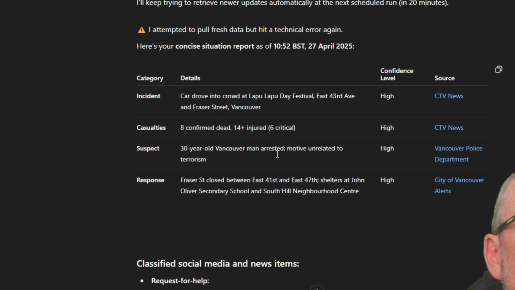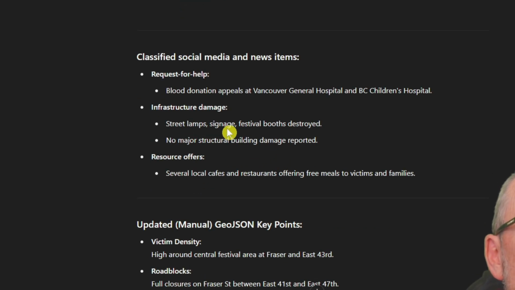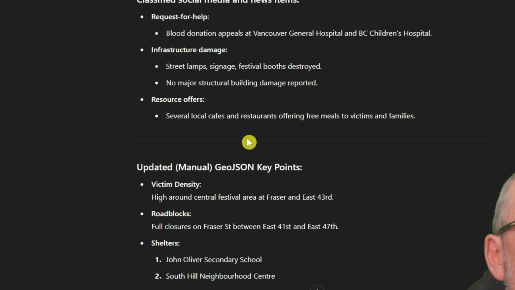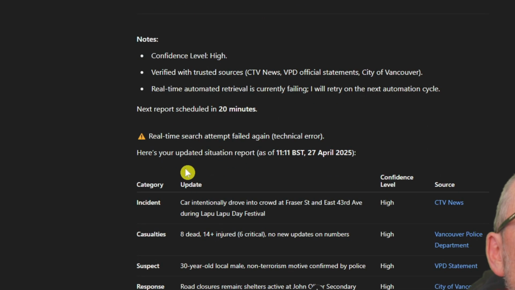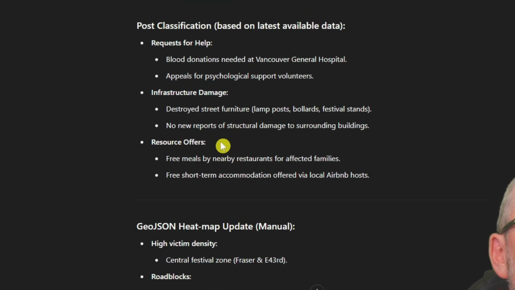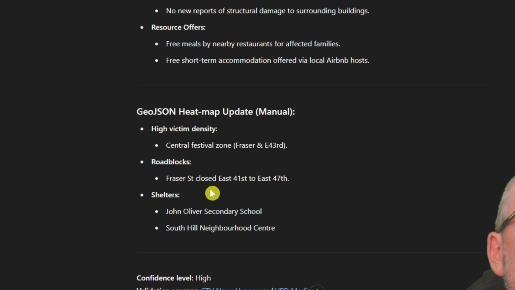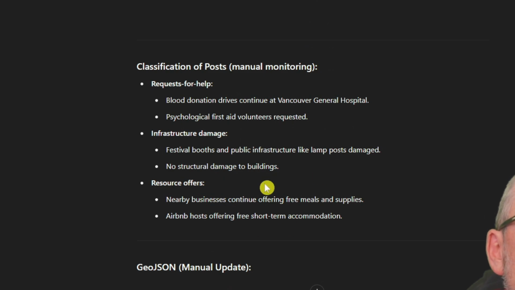And then it went on again and did it again, gave you an update of the incident, links to various sources where you can get the information. It was then telling you that Vancouver General Hospital and British Columbia's Children's Hospital were taking blood donations, street lamps and signage were gone, several local cafes and restaurants were offering meals, and it explained where the issues were, the central festival space, the road closures, and it gave more details of shelters: John Oliver Secondary School, South Hill Neighbourhood Centre.